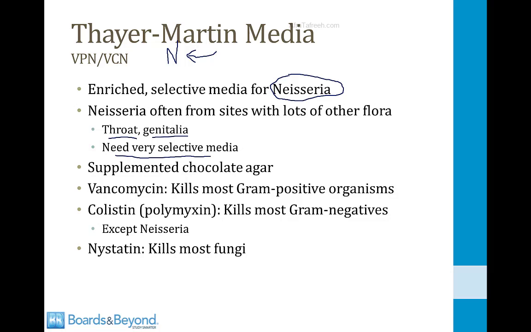It's a supplemented form of chocolate agar. What's added to it is vancomycin to kill most gram-positives, another medicine called colistin or polymyxin which kills most gram-negatives except Neisseria, and then finally nystatin is added to kill most fungi. And sometimes this bacterial media is called VPN or VCN, and that stands for vancomycin. The C is for colistin or polymyxin, whichever one you want to call it, and the N is for nystatin.